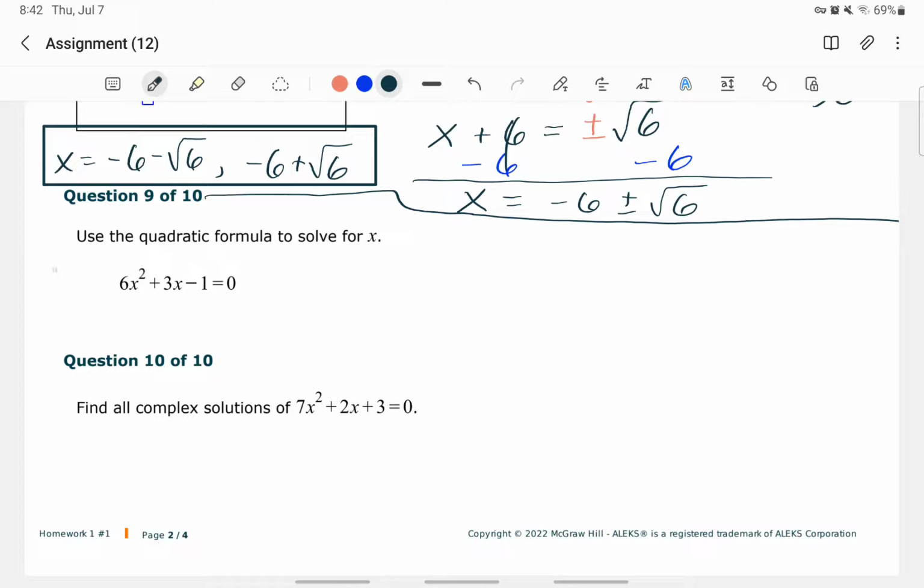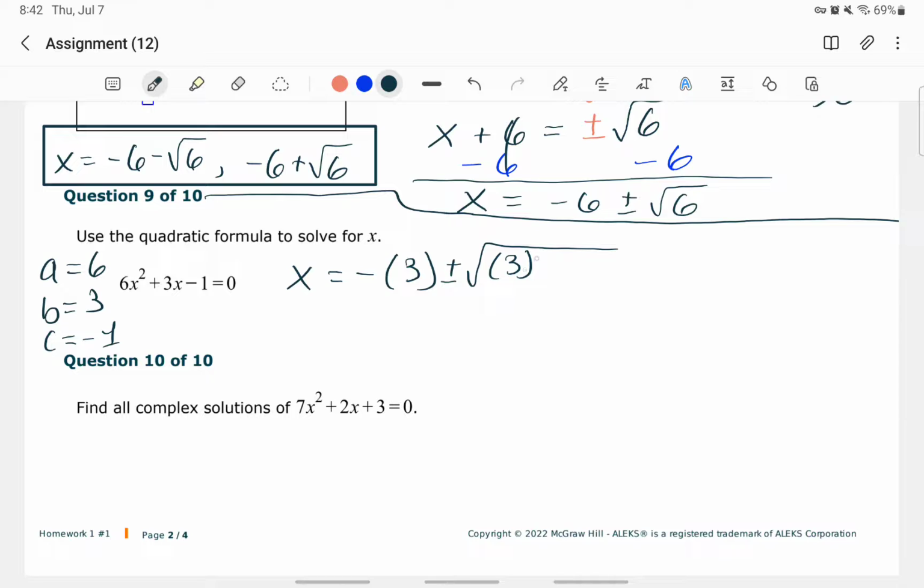So let's label. A is our 6, B is our 3, and C is -1. Please take the signs of the numbers. X is equal to -b. So that's going to be -3 in parentheses, plus or minus the square root of b squared. So 3 squared minus 4. A is 6, C is -1. And please be mindful of your signs. Divided by 2a, so that's 2 times 6.